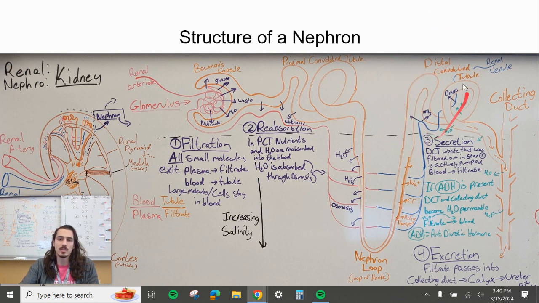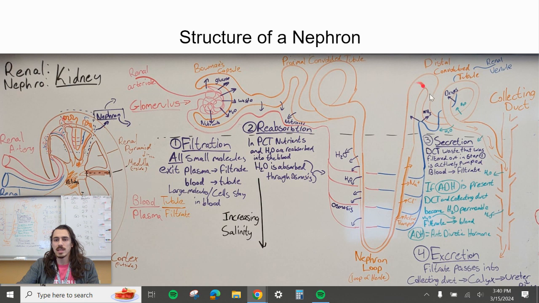Okay, then we come back up to the cortex. We hit the distal convoluted tubule. Up in the distal convoluted tubule, we have the third step of urine production, which is called secretion. And that's where we actively pump bad things out of our blood. Anything that was too large to be filtered out in step one, we actively use ATP to pump out. That's stuff like ammonia and also larger drug molecules that couldn't fit through here.